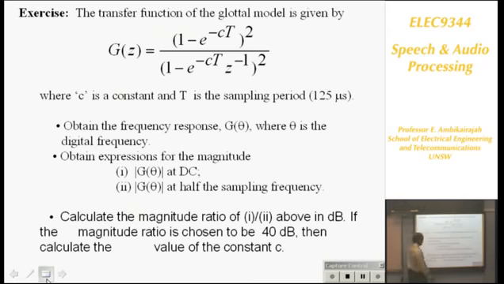This is another exercise I have given you. I've got a glottal model, and you need to take the Fourier transform of the glottal model and plot the phase response and magnitude response. Again, it's a MATLAB exercise to give you an idea of how you do this. Now, this example, I'm not going to go through. The example is there for you. I think you should be able to figure out the example.